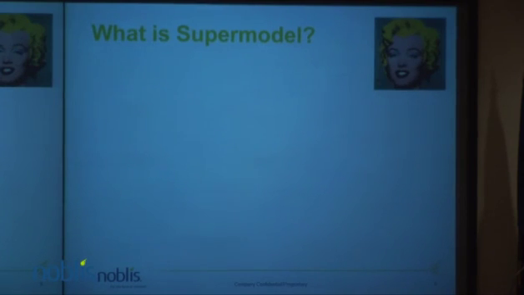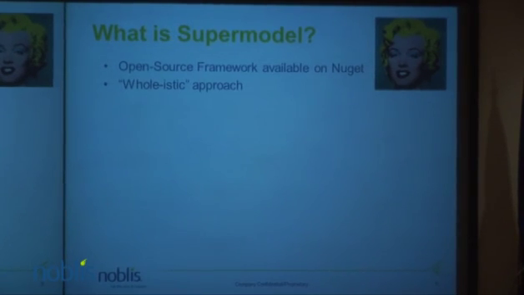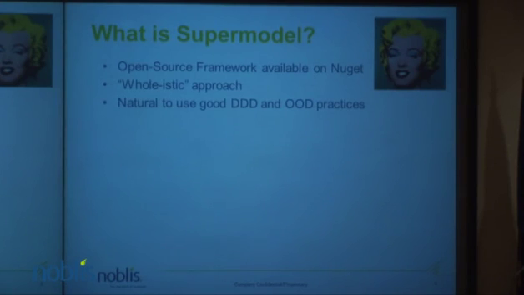So we talked a little bit about Supermodel. Let me talk about what Supermodel is. Supermodel is an open source framework. It's available on NuGet. For those who don't know, NuGet is sort of Microsoft's app store for development tools for Visual Studio. I've submitted it to NuGet, and you can get it from there. It's intentionally misspelled. It's a holistic approach in the sense that it's not a framework that solves one particular finite problem. It's a framework that gives you a way to write your entire application. It makes it really natural to use good domain-driven design and good object-oriented design practices, and makes your code very, very DRY.